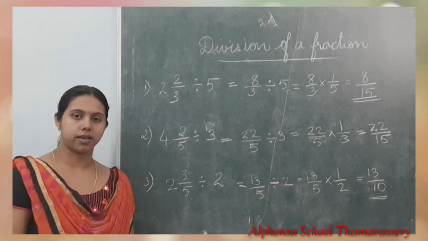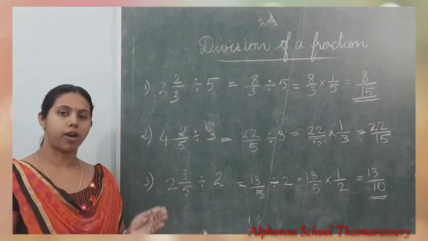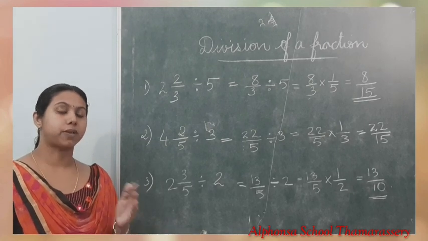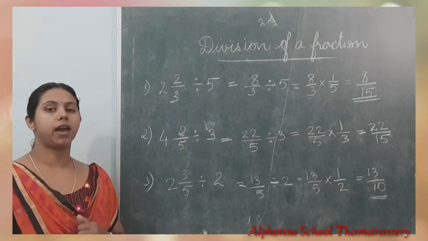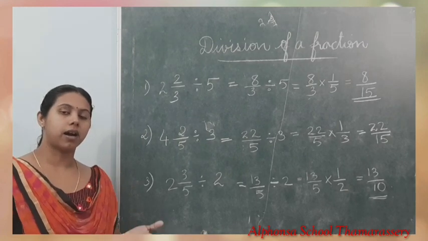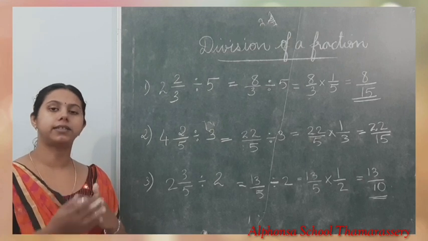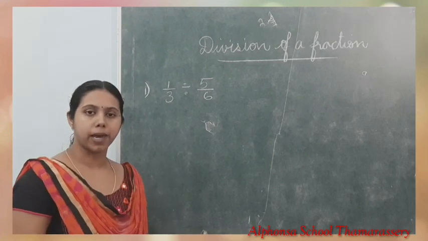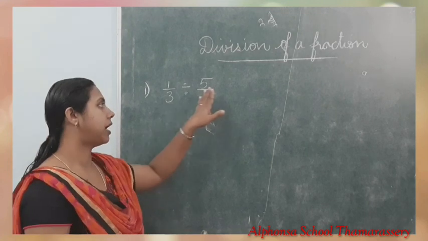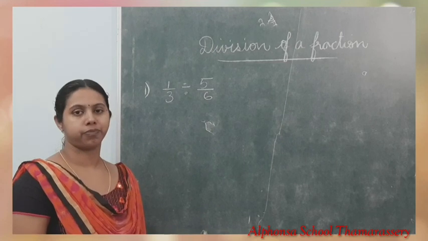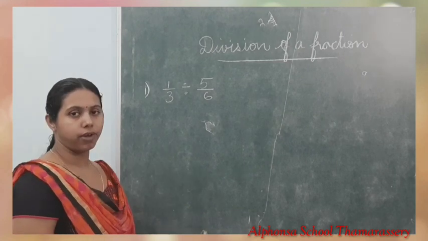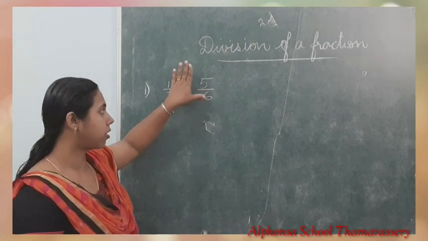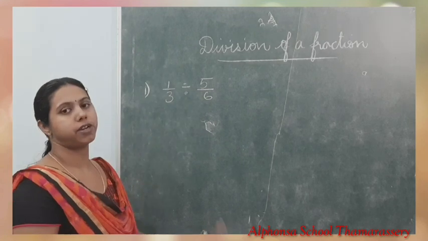So now we see how to divide a whole number by a fraction, a mixed fraction by a whole number, and a fraction by a whole number. Then if we want to divide a fraction by another fraction, for example, 1 by 3 divided by 5 by 6. Same method only we are following. Just take the reciprocal of the second fraction and multiply to the first.